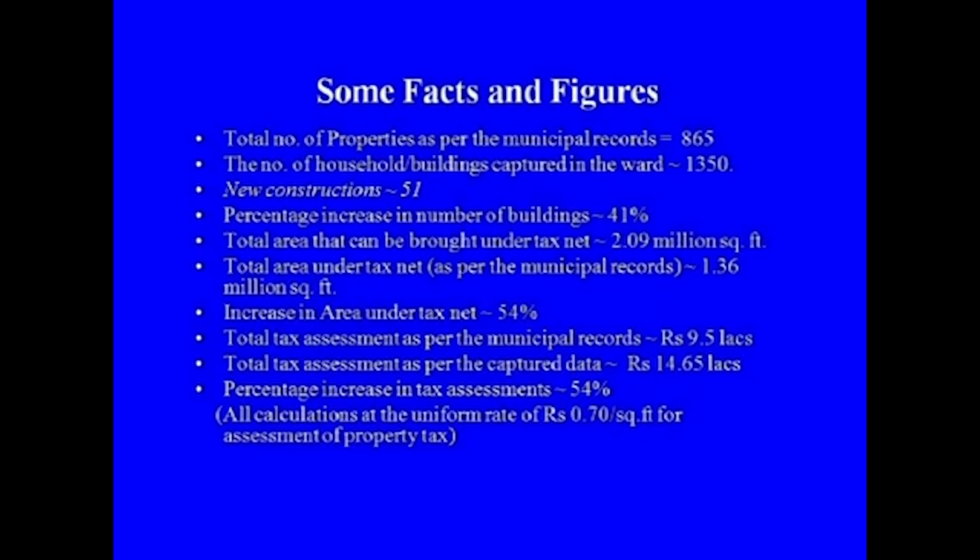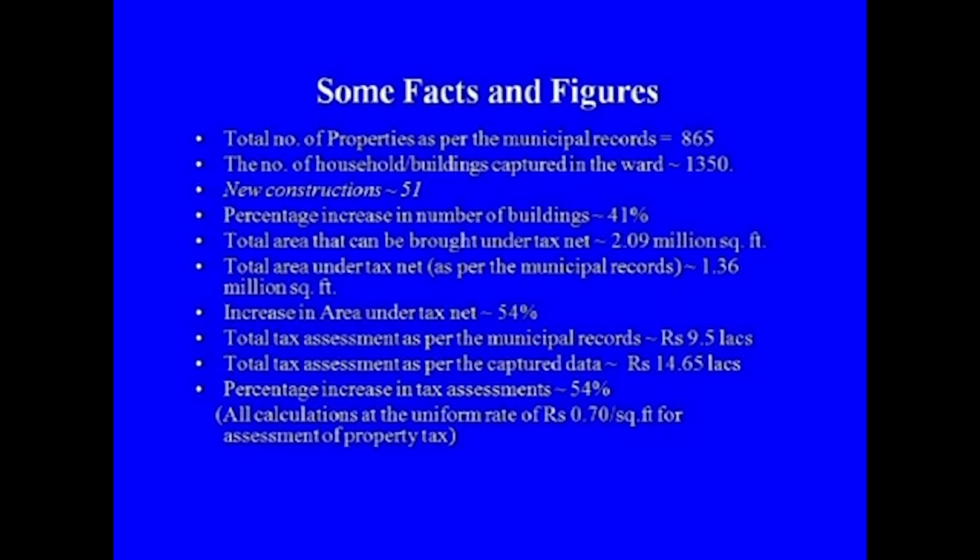The total area that can now be brought under the tax net for this whole ward is of the order of about 2.09 million square feet. The total area presently under the tax net is of the order of 1.36 million square feet, which means that there can be a total increase of area under the tax net of the order of 54%.